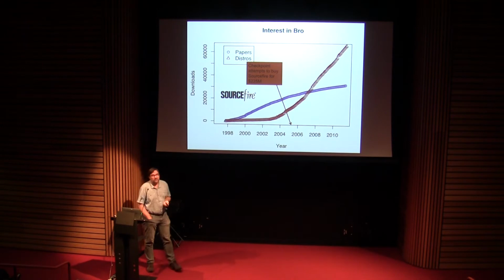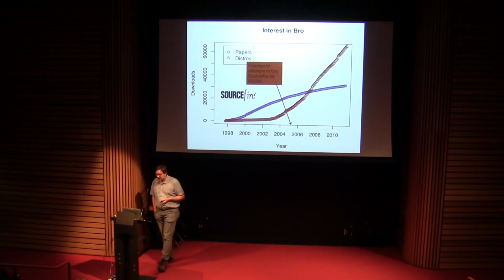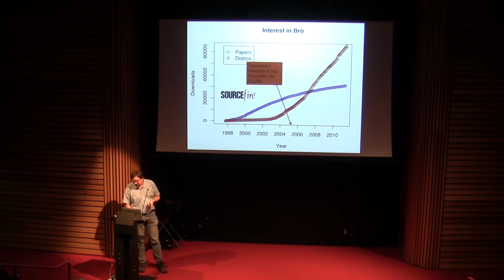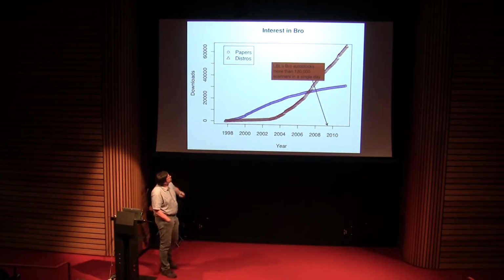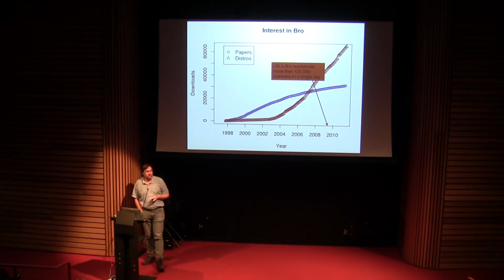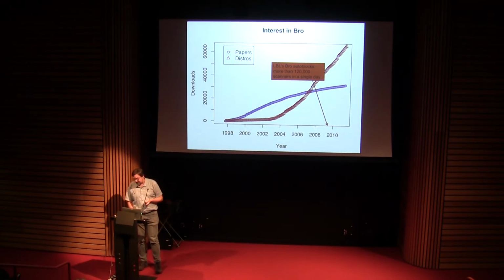SourceFire is doing better at the time. They get offered to be bought at 225 million. That gets turned down by regulators. They IPO. LVL's Bro is blocking more than 100,000 malicious IP addresses a day.